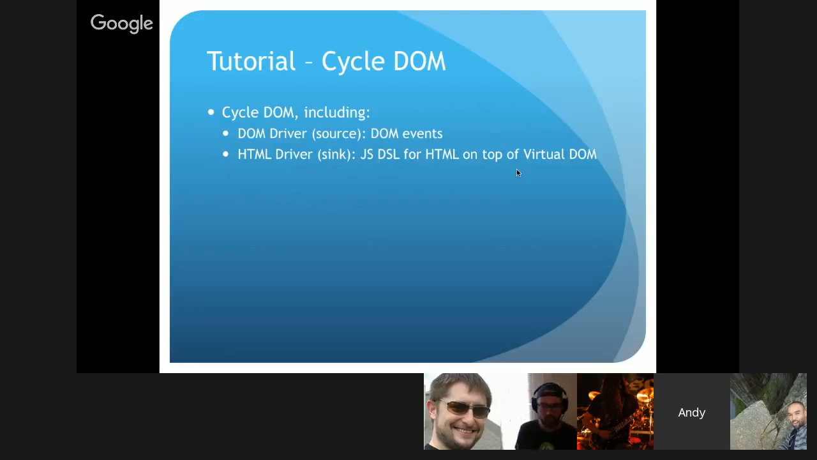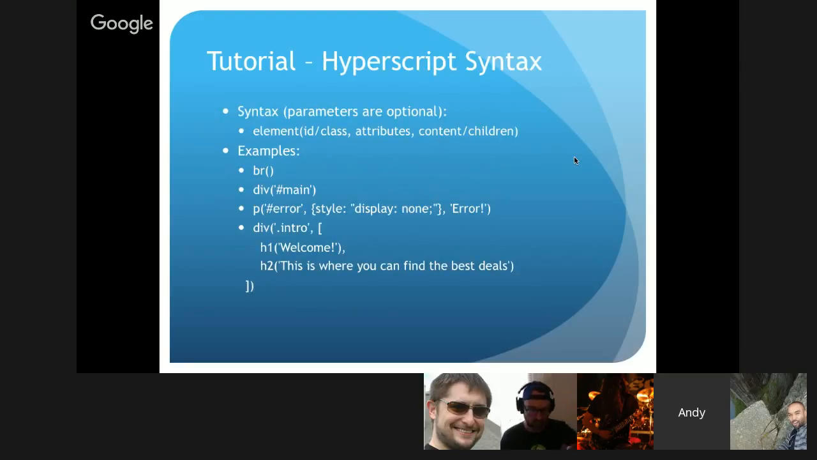So Cycle DOM, again, has the DOM driver and the HTML driver, which is a JS DSL for HTML on top of the virtual DOM. One of the philosophies here is to keep things in one language and not split into multiple languages. However, Cycle.js does have a driver for JSX if somebody's interested in using JSX. If anybody's converting from React, it's a very simple conversion, and you usually end up with less code, because React is functional, but it's got this object glorification around the function, whereas Cycle.js is just the function. And we'll go over code examples in a moment.